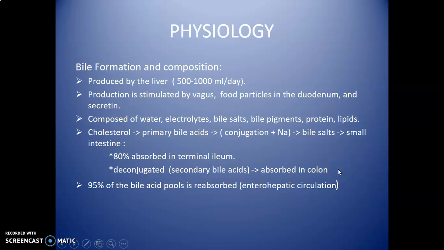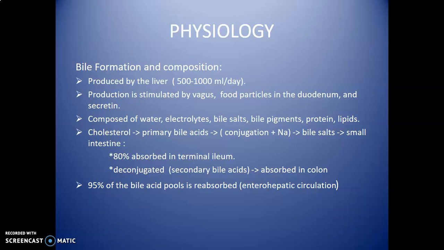Remember, bile is formed by the hepatocytes in the liver, 500 to 1,000 ml per day. This production is stimulated by the vagus nerve, and also when food enters the duodenum. So when food enters the duodenum, bile production is stimulated. Production is also increased with stimulation of the vagus nerve and secretion of secretin.